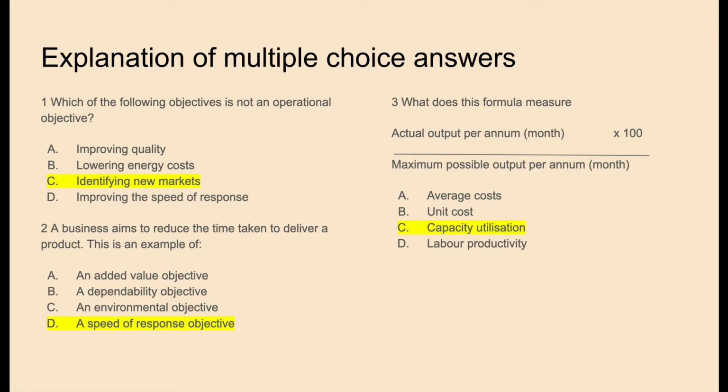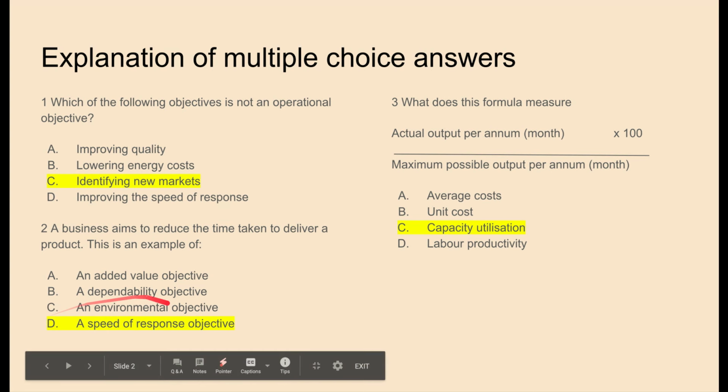Effectively, improving quality, lowering energy costs, and improving speed of response are all operational objectives. They're all to do with operational activities, whereas identifying new markets is actually a marketing objective as opposed to an operational objective. Remember, folks, to read the question quite closely. It says which of the following objectives is not an operational objective, so in this instance it would be C, as highlighted here.